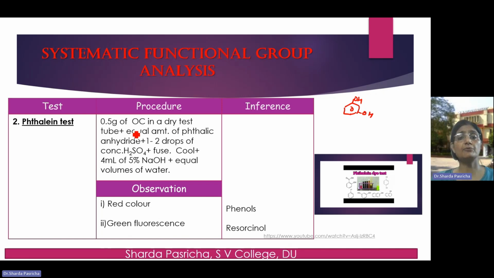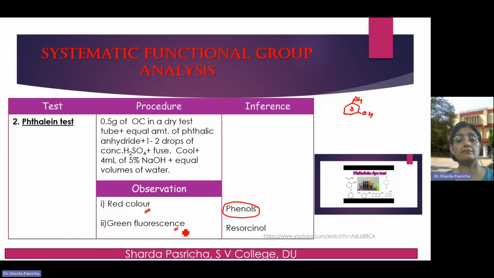You have to take a dry test tube, take about 100 milligrams of your compound, and add an equal amount of phthalic anhydride and 1 to 2 drops of concentrated sulfuric acid just to moisten it. Then gently heat on the burner so that the solid just melts. Then cool it and add 3 to 4 ml of 5% sodium hydroxide solution, and then dilute with equal volumes of water. If you get red coloration, it confirms phenol.